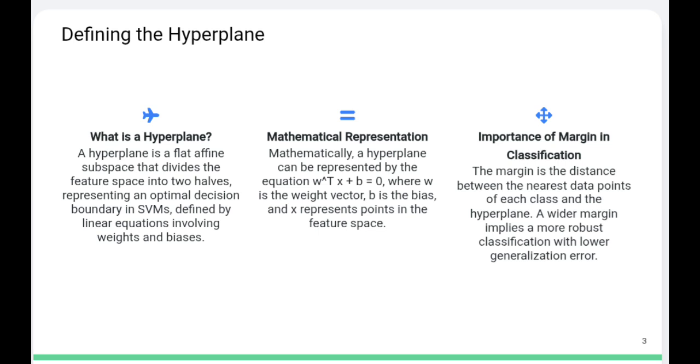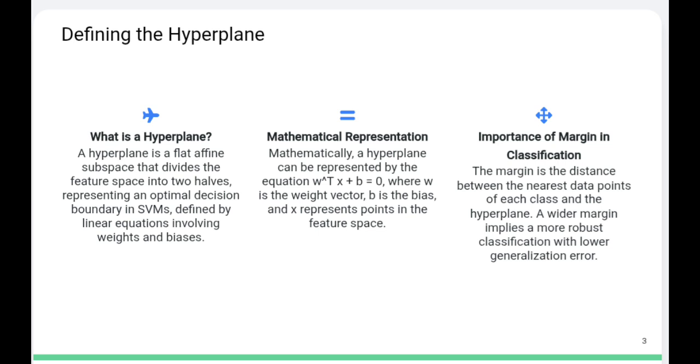Next is the mathematical representation. A hyperplane can be represented by the equation w·x + b = 0, where w is the weight vector, b is the bias, and x represents points in the feature space. Next is the importance of margin in classification. The margin is the distance between the nearest data points of the classes and the hyperplane. A wider margin implies a more robust classification with lower generalization error.